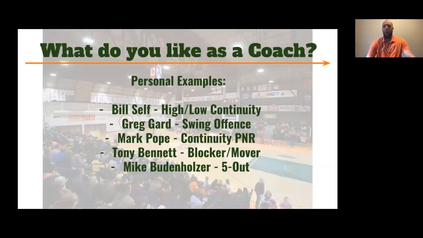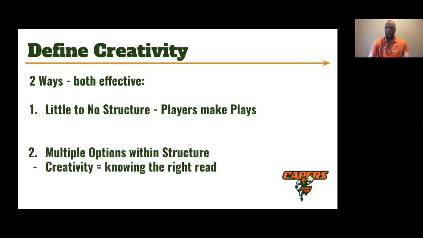Mark Pope at BYU, if you get a chance to watch his stuff, it's pretty unbelievable how he's running continuity pick and roll and how efficient they are. Obviously, I'm a big Tony Bennett fan, the blocker mover, and getting players running off of different screens. And finally, I think Coach Budenholzer with the Bucks is revolutionizing things in the NBA with everybody running this 5-out, running to spots, not crossing the floor. All of these things are really important, and I would love to answer questions about any of these examples if people want to do it.